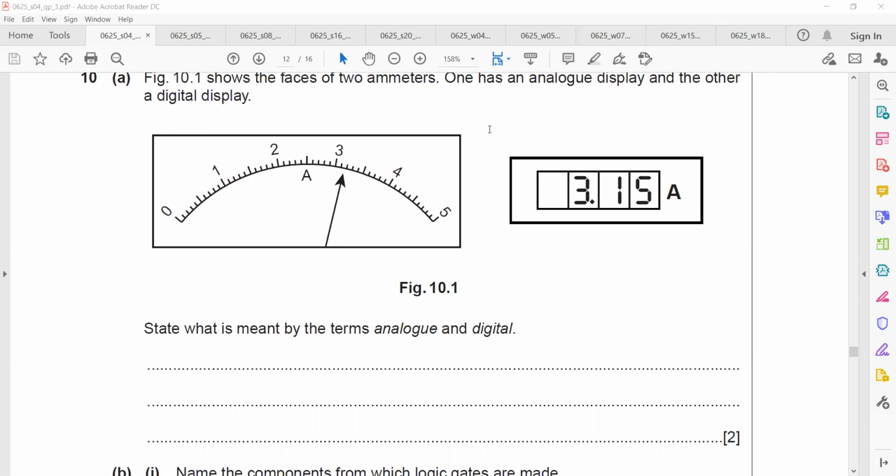But you cannot write analog means not digital. It's not the right way to define anything. So analog means the quantity which shows a continuous variation, while digital is having two states or shows discontinuous change or variation. Or you can also write discrete, which is also the right word and means discontinuous.